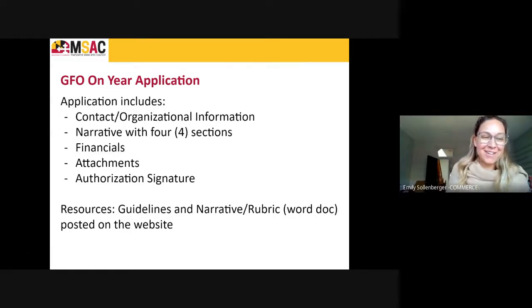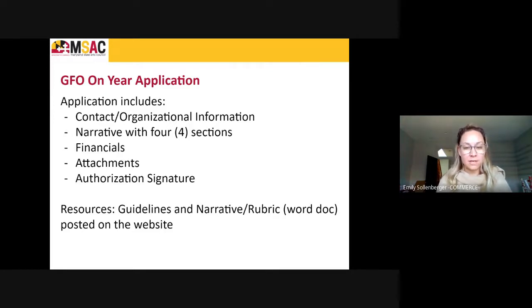So we are now going to go through the application itself. What the application includes, just for familiarity, I know you all have been through this at one point, is the contact and organizational information. The big chunk of it is going to be your narrative section, which includes 4 different sections with multiple questions, and we're going to get into that next. It includes a financial section, attachments, and then your authorization signature.